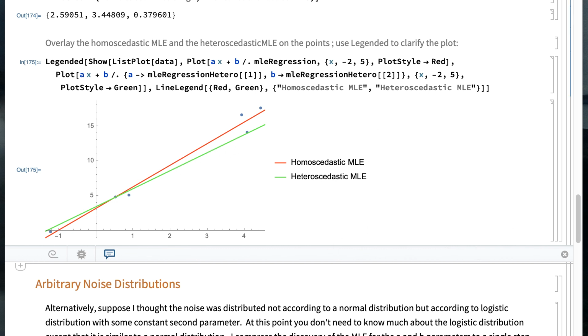So that is maximum likelihood estimation under assumptions of heteroscedastic noise. And I want to impress upon you again that noise matters. Your noise model matters.